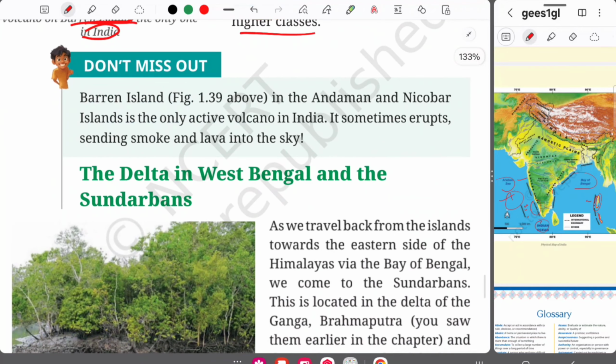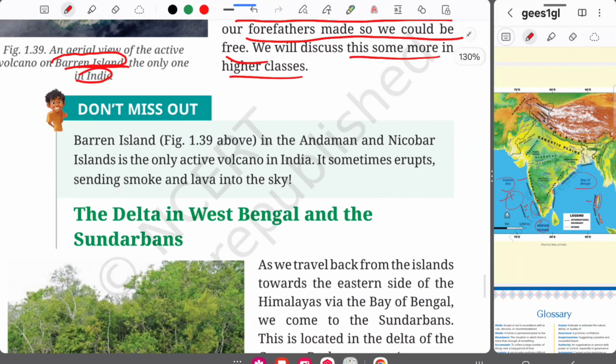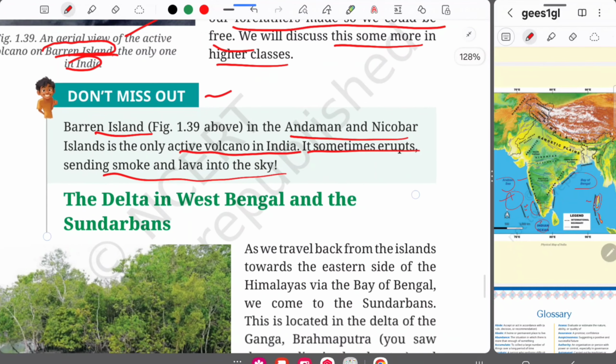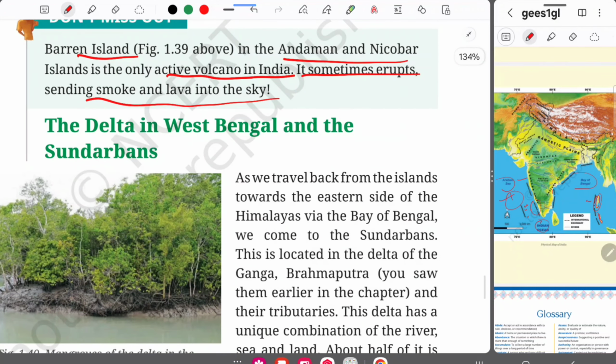So don't miss out. Here we have another piece of information. Barren Island, the active volcano, which is here. We have already shown the image. In the Andaman and Nicobar Islands is the only active volcano in India. It sometimes erupts, sending smoke and lava into the sky. Here in the image also you can see some smoke is coming out, isn't it, which I have already shown you before. So that was about the Andaman and Nicobar Islands.